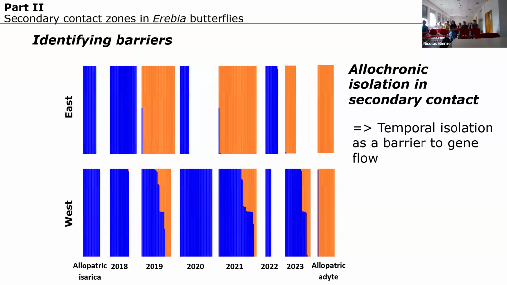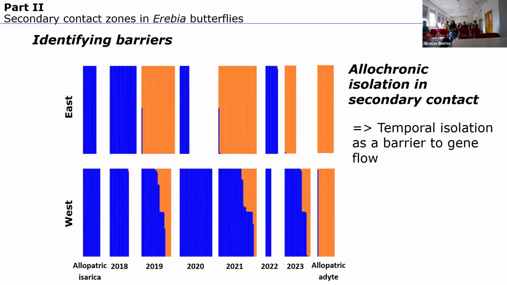To convince you more, we can also add some genomic data. So we have the two contact zones with the allopatric populations left and right. What we see is that in even years, everything is blue, so it's Isarica. In odd years, we also have orange, so Adita, especially in the east, where we have hybrids and pure Adita, and also in the west, together with Isarica.